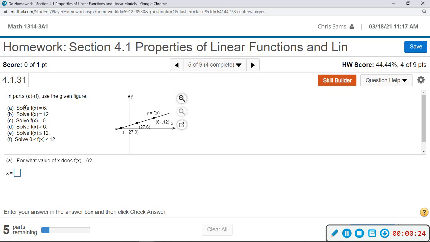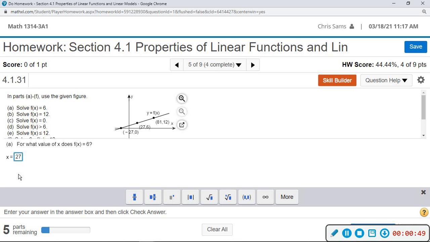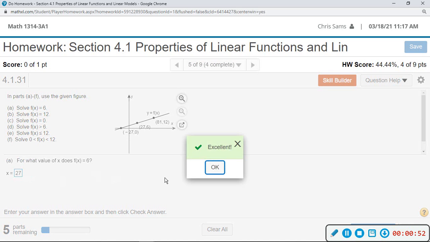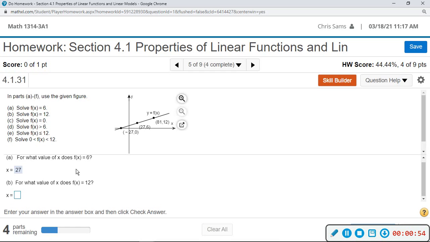A says f of x equals 6. You must understand that f of x is a different way to say y. You see that? Y is equal to f of x. So basically this says y equals 6. What is x? So if we go on the graph, we see some ordered pairs. Y is 6 right here. Remember, x goes first, y is second. So y is 6, x is 27. So that's all they want. They give you the y value, you tell us the x.